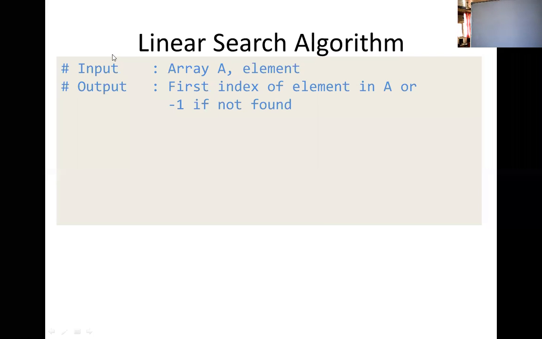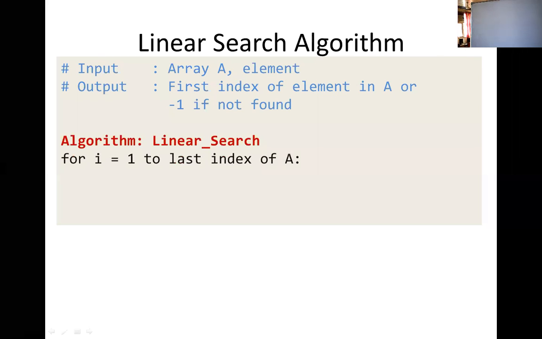So this is an array. Array A, element: return the first index of the element, or -1 if not found. This will be our output. The algorithm will be linear search.